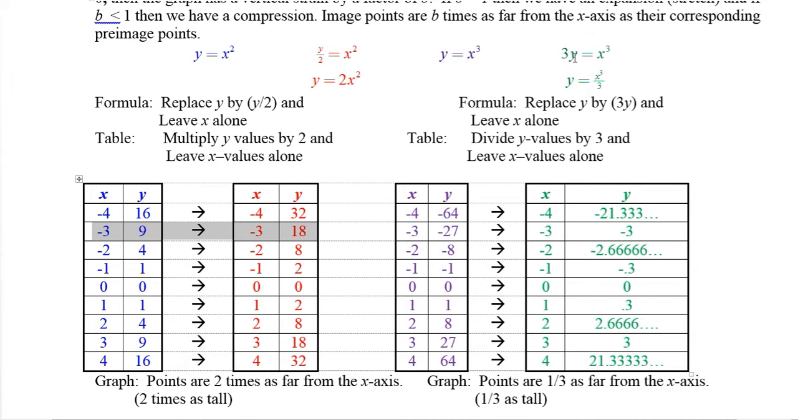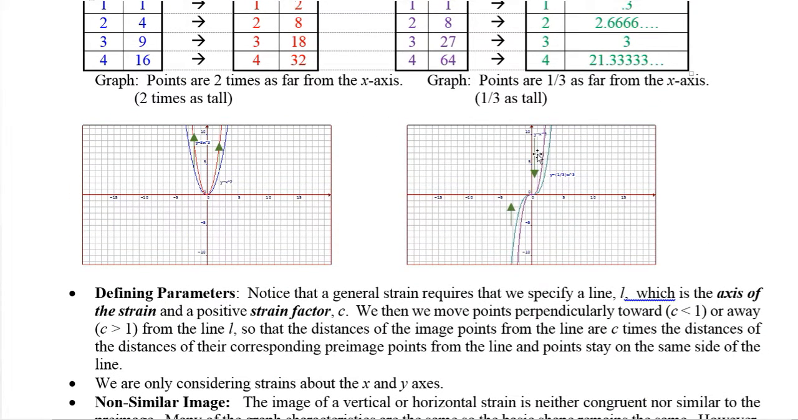Over here, we see y equals x cubed, and then we have 3y equals x cubed, or y equals x cubed over 3. This is 1/3 as tall, so now this one has been compressed vertically. It's gone in a third, it's only a third as tall.